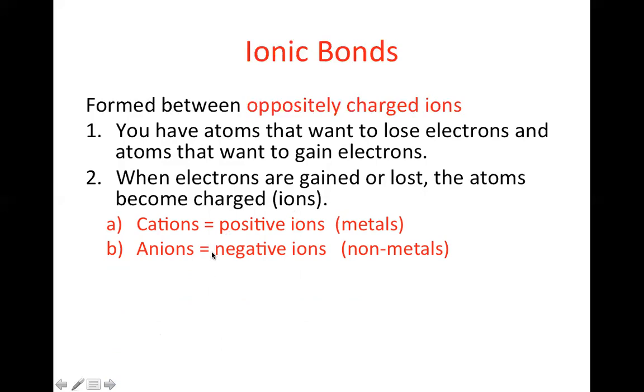So recall on our periodic table with our lesson on periodic trends that the metals we find on the left side of the periodic table, and the nonmetals we find on the right side. As we move across a period, from the metals over to the nonmetals, our ionization energy increases and our electronegativity increases. So the nonmetals are going to form anions, they're going to take electrons, and the metals are going to form cations, they're going to lose electrons.